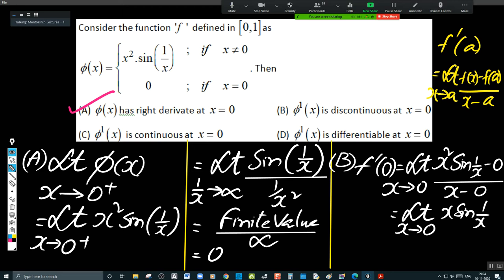Not f dash x, phi dash x. Because he used phi there, let me correct it. It is phi dash 0. Okay. It is 0, please. Existing. It is 0.